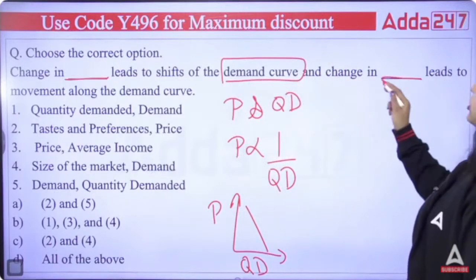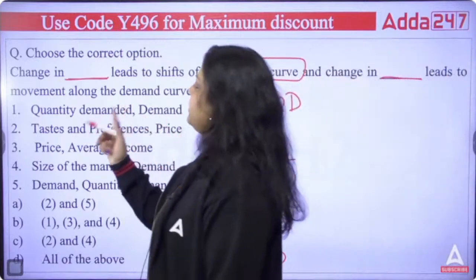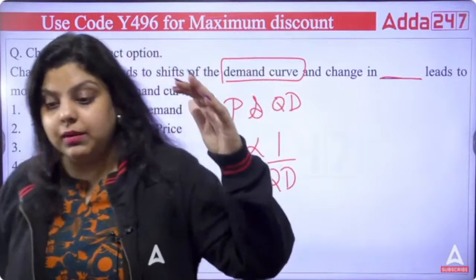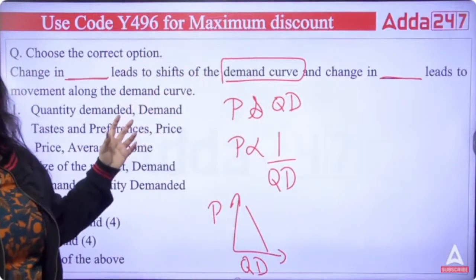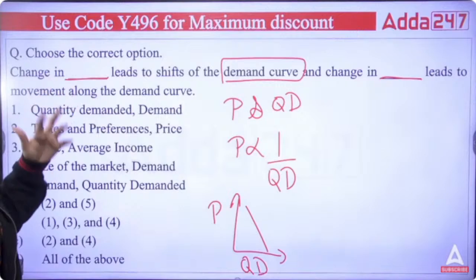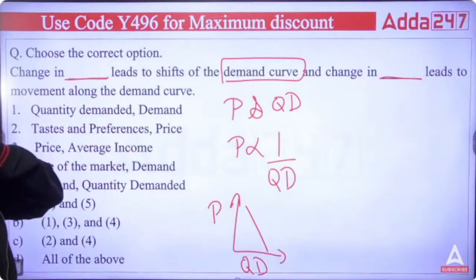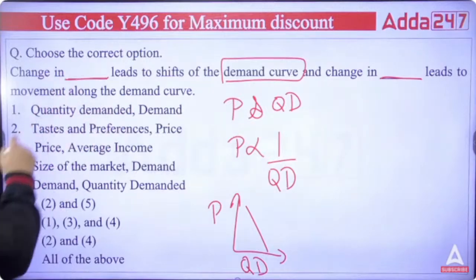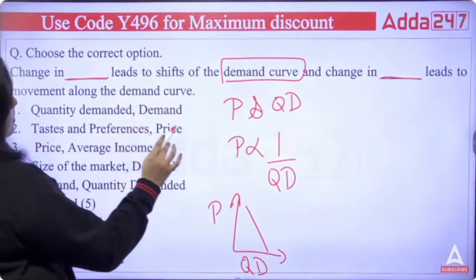And the change in dash leads to the movement along the demand curve. So what shows the shift in the demand curve? Like the curve has been shifted to the right side or left side, upward or downward. And the second is the movement. So options we have: quantity demanded and demand, quantity demanded and demand, taste and preference and price.